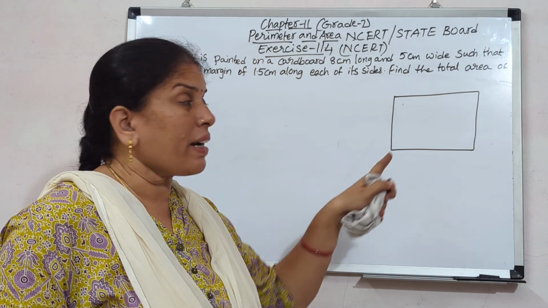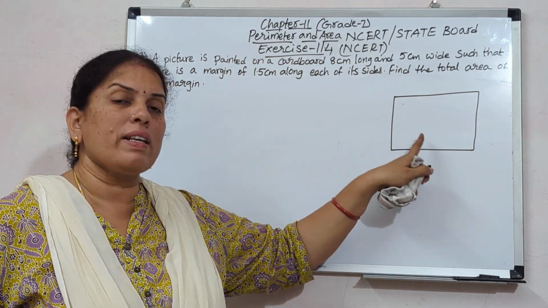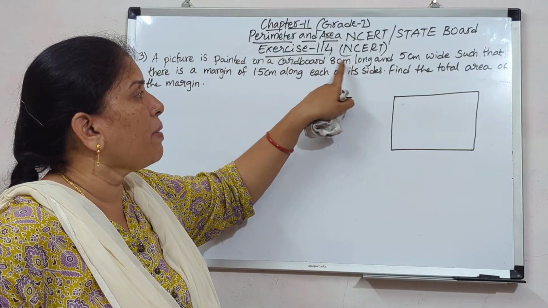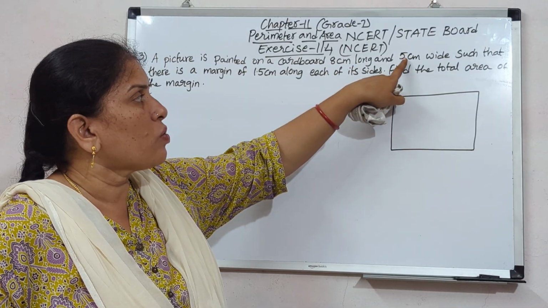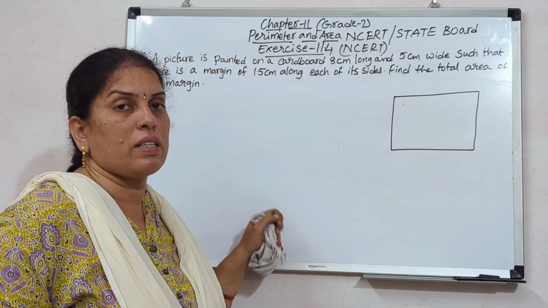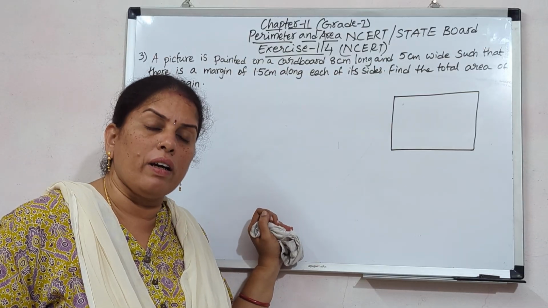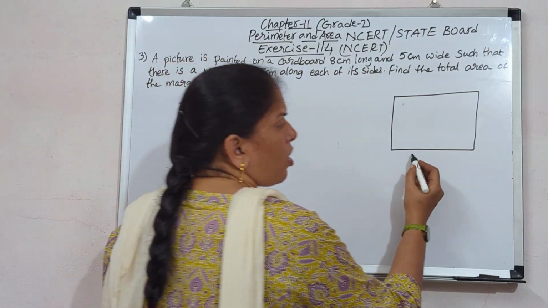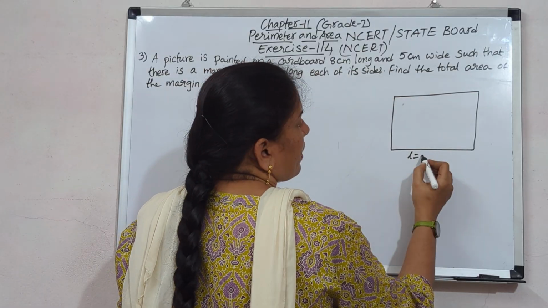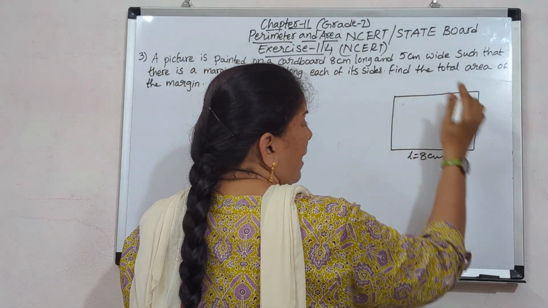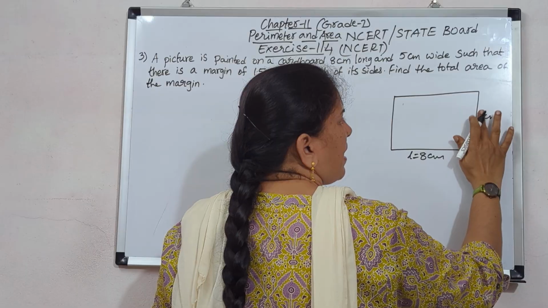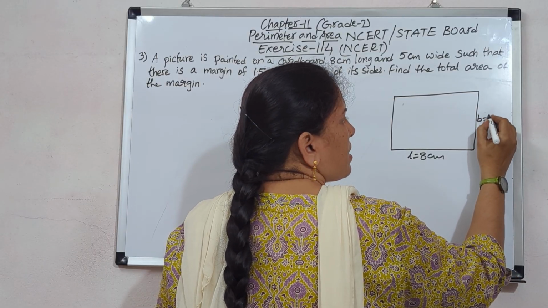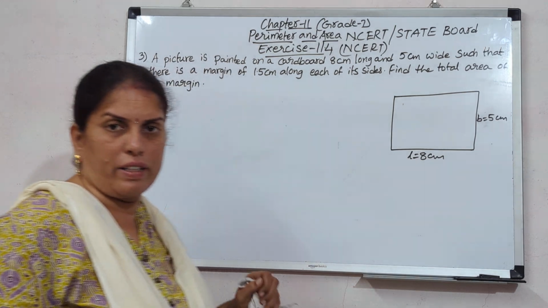Why am I drawing a rectangle? I can draw a square now. Why? Because they have given length as 8. Long means length, 8 centimeters. Wide means breadth, 5 centimeters. Length and breadth means what will it be? It will be a compulsory rectangle. So length is how much they gave? 8 centimeters. Breadth means how much they gave? 5 centimeters. Understood, ma? Length is equal to 8 centimeters, breadth is equal to 5 centimeters.